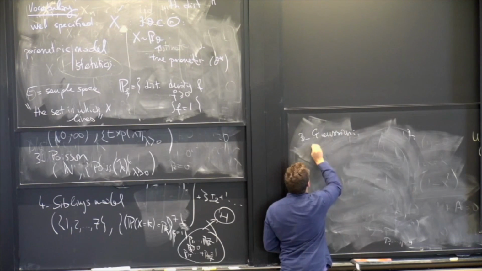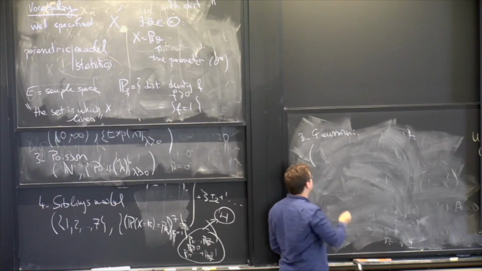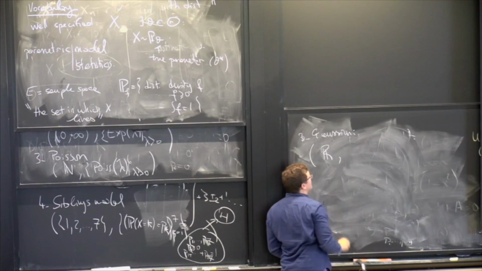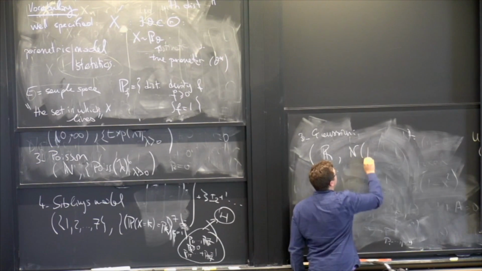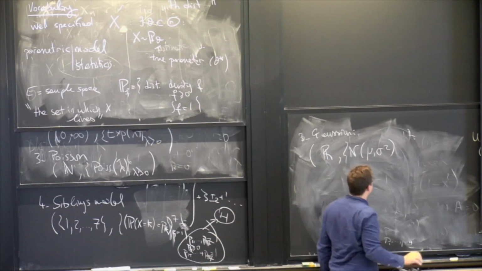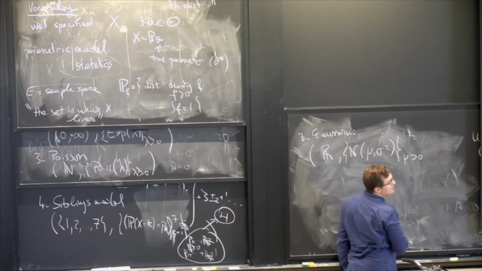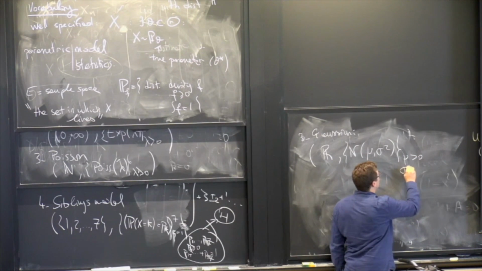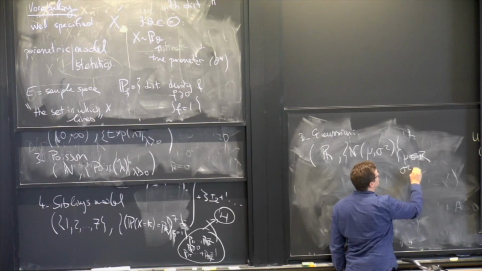So I'm going to write. What values can a Gaussian random variable take? The entire real line, right? And the set of parameters that it can take, so this is going to be N(mu, sigma squared), and mu is going to be in R, and sigma squared is going to be positive.